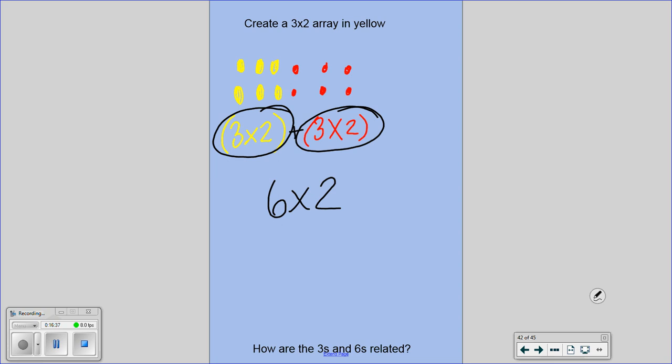What is 3 times 2? What is 3 times 2, Aiden? 6. 3 times 2 is 6. Plus another 3 times 2? 6. 3 times 2. 6 plus 6 equals 12. So the answer is 12.